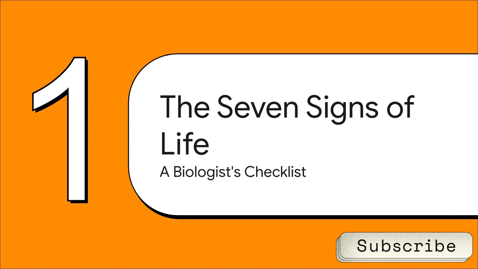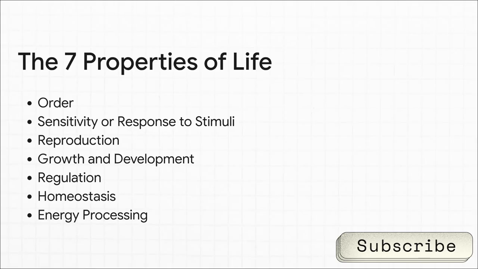Well, that brings us to the very heart of what we're talking about today, the 7 properties that all life shares. This is the official list. Here it is. This is the checklist that scientists use. So let's break it down one by one and see what it really means to be alive.